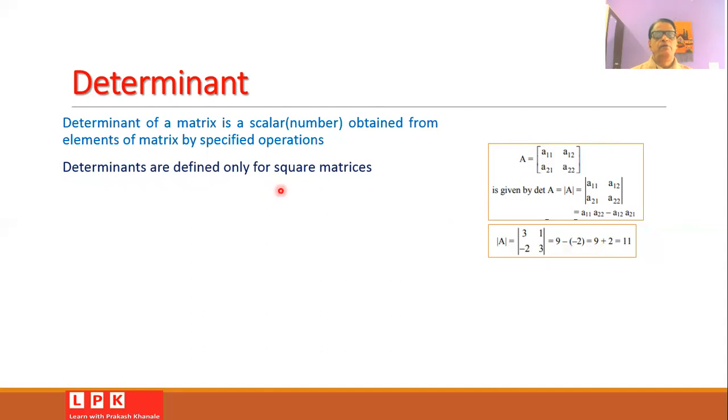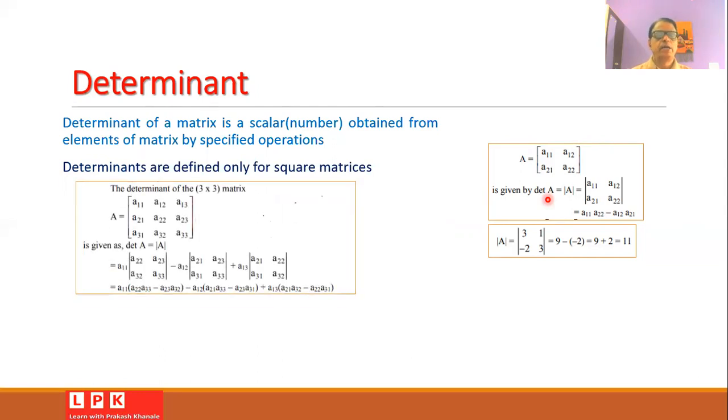Determinants are defined only for square matrices. So this is a 2 by 2 matrix, and therefore for this matrix we can obtain the determinant. It is also possible that the matrix is a 3 by 3 matrix consisting of 3 rows and 3 columns, and then also you can obtain the determinant of this matrix.